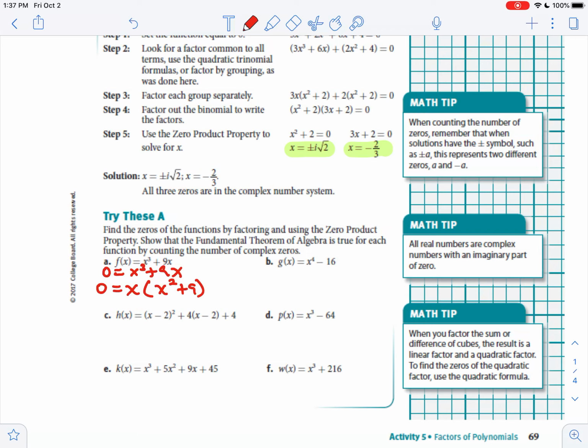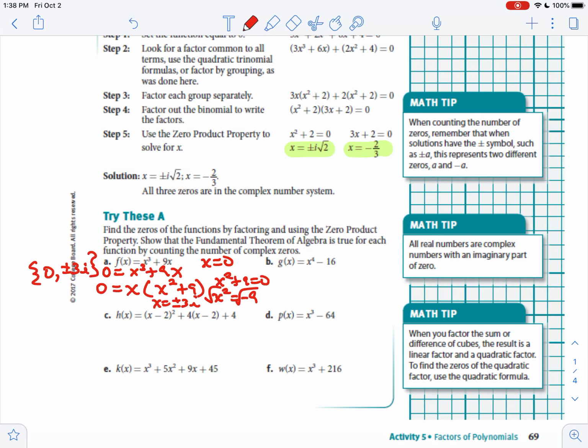If you remember from last year, we just have to set each of those factors equal to 0 and solve. So x equals 0 means one of our solutions is 0. X squared plus 9 equals 0 means we subtract 9 on both sides, so we get x squared equals negative 9. If we take the square root of both sides, we get x equals plus or minus 3i. So we did get the three solutions: 0, and plus or minus 3i. And a lot of times we write them in set notation.